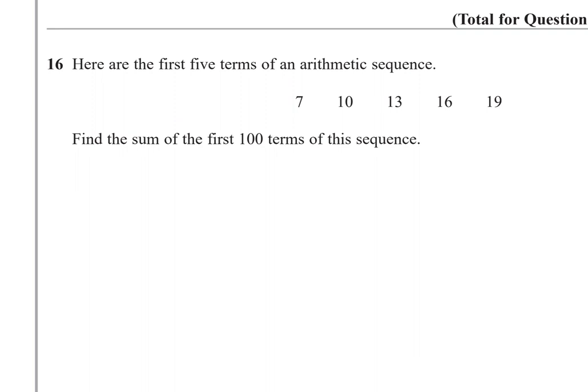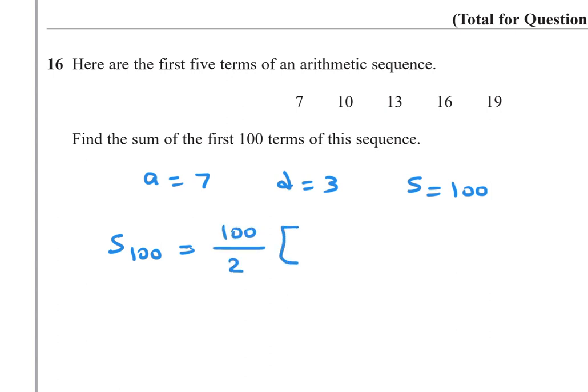Number 16, here are the first 5 terms of an arithmetic sequence. Find the sum of the first 100 terms of this sequence. For this sequence, the first term A equals 7, and the common difference is 3, we add 3 each time, so we have A and D. We need to find S100. S100 equals 100 over 2 into 2A, so 2 times 7, plus n minus 1, so 100 minus 1, so 99, into D, which is 3, equals 15,550.